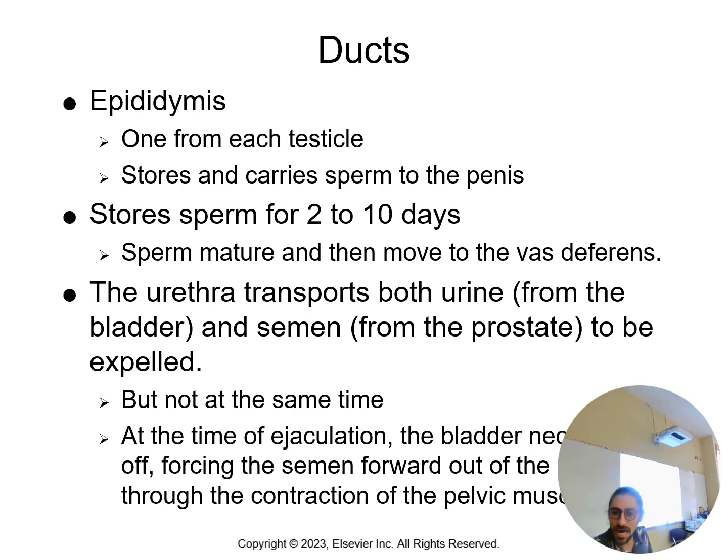All right, ducts. Ducts, fancy word for tubes. The epididymis is where the sperm is created, and it's generally stored. It's like this long, convoluted tube that bunches together and essentially forms the shape of the testicle. It stores sperm for 2 to 10 days that then moves through the vas deferens and then through the, I believe, erectile duct through the prostate into the urethra.